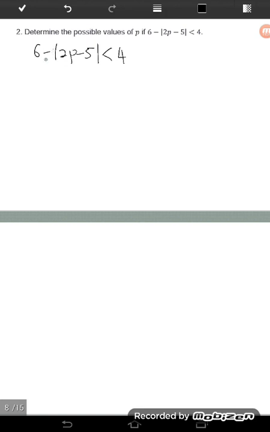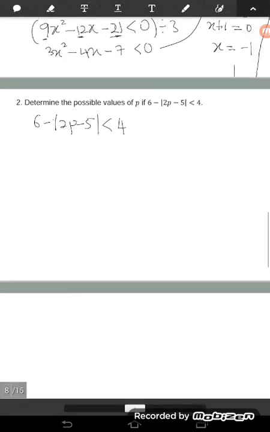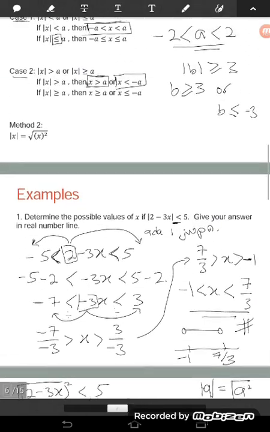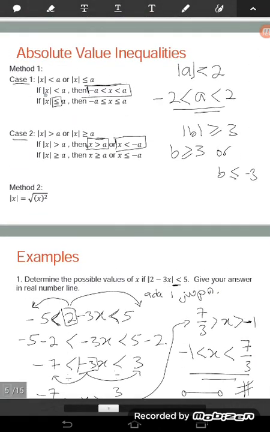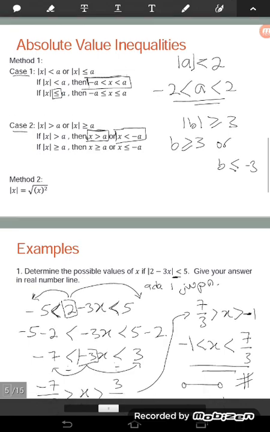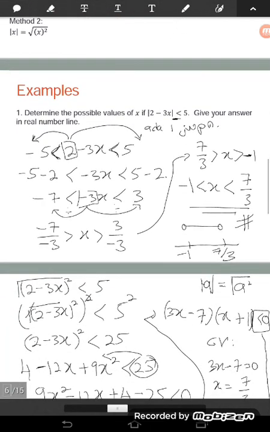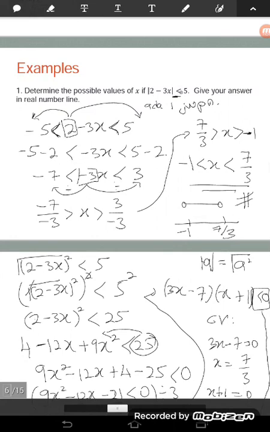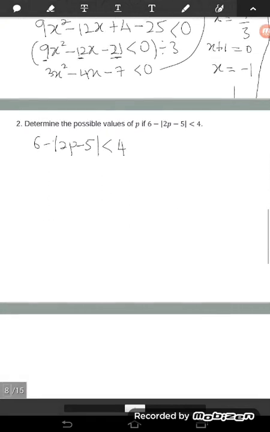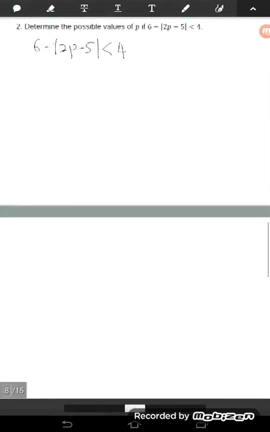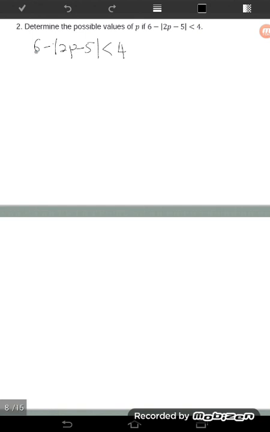So this one you need to move first. The reason is, to solve it, look at the form we had earlier. So only modulus less than, modulus greater than, modulus greater than or equal, modulus less than or equal. The first example was also modulus less than 5. This one is the same, so you have to put it in that form. So you need to move the 6 first.